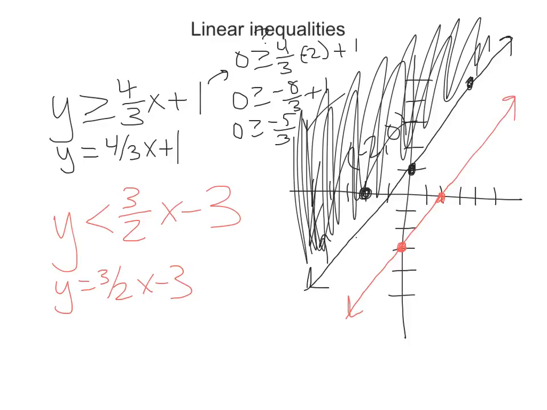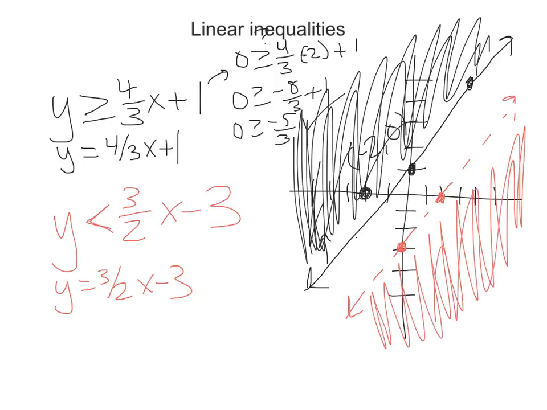So what we're going to do is make a dotted line, which means points that are on this line don't work for the inequality. But we're going to shade and we want less than, so less than means below the line. And we can check this by picking any point we want below the line. I'm going to pick this point, 2, -2.